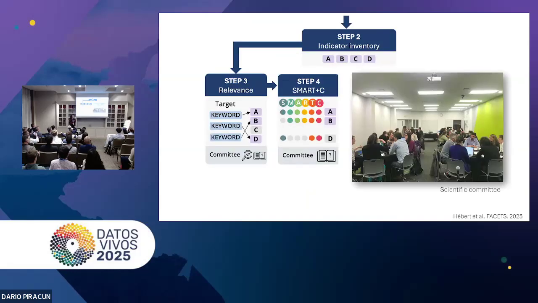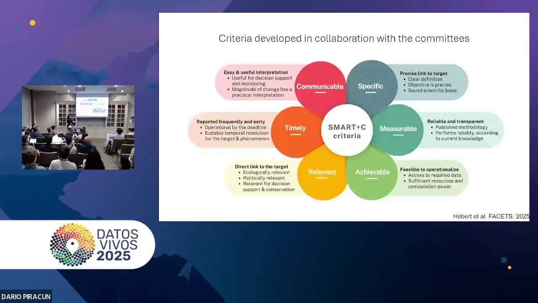Step four. This is the scientific quality step. So for this step, it was the same scientific group here. We developed criteria together to evaluate the quality of indicators in a general way. You might already be familiar with the SMART criteria. I won't go into too much detail, but we added a C criteria here, which is communicable, because indicators' main focus is really to communicate.